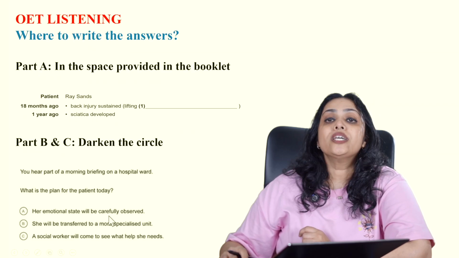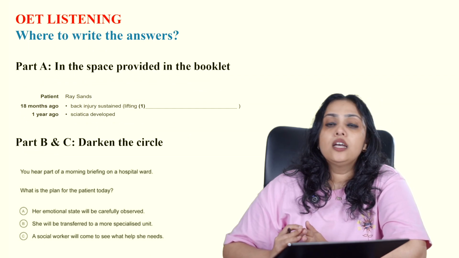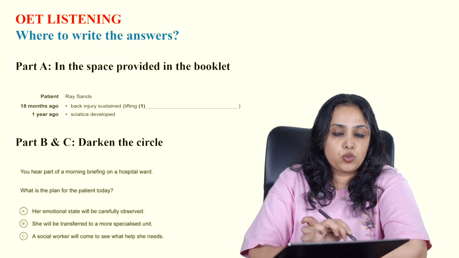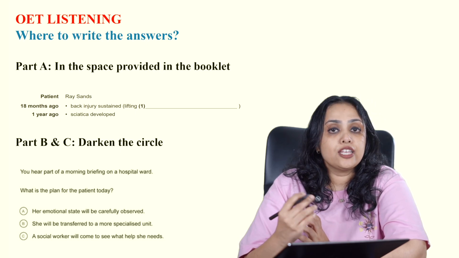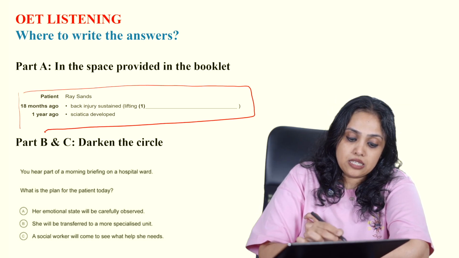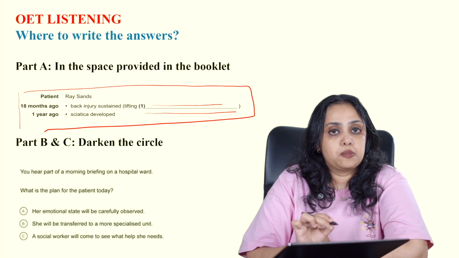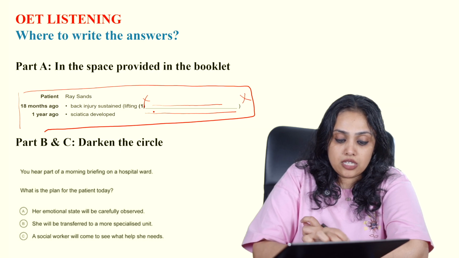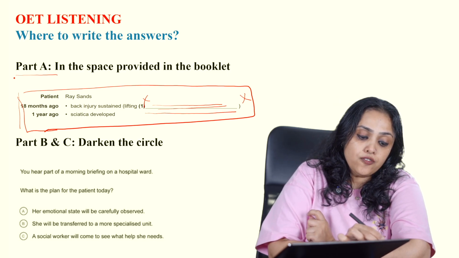Now, regarding the question type and how to answer each question type, when it comes to part A, the question type there is completion type of question, wherein you will have gaps or blanks in between the questions in the question booklet, and you have to fill in those gaps as you listen to the audio. For example, here you can see a sample. Here you can see a blank space and you have to write the answer exactly on this blank space, which means that you should not be placing your answer here or here. Exactly, you have to fit in your answer into this blank space. That is how the questions will be in part A of listening.